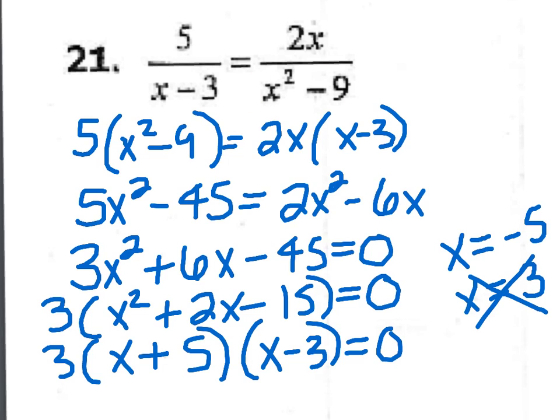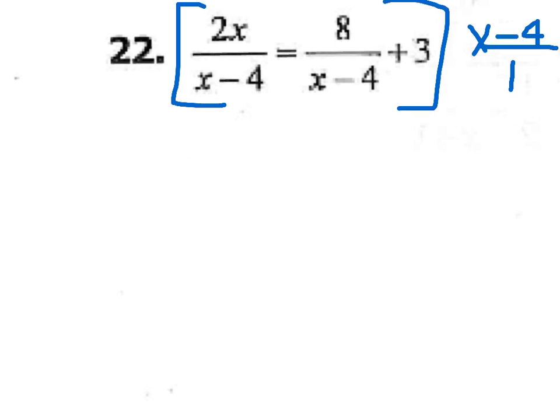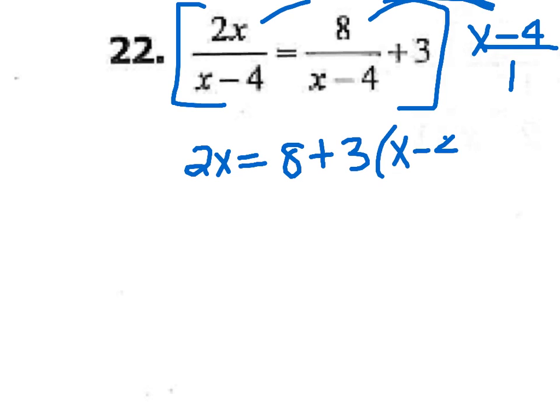You would need to make it really obvious to me on the test that you know x equals negative 5 is the only solution. Number 22, our LCD is x minus 4 because that is our only denominator. So when I distribute, I get 2x equals 8 plus 3 times x minus 4. So 2x equals 8 plus 3x minus 12.